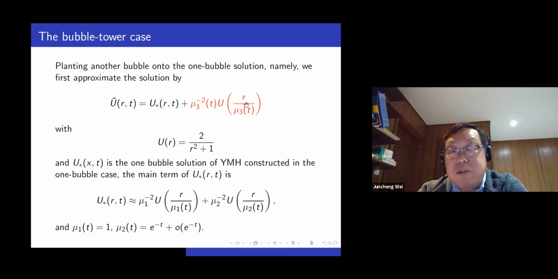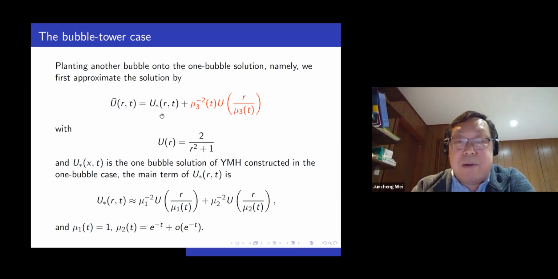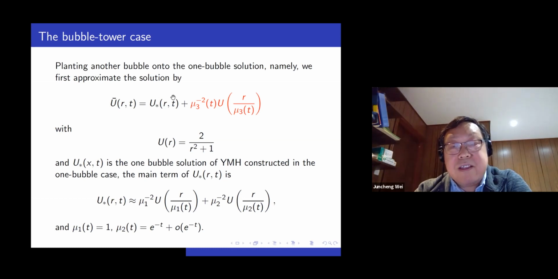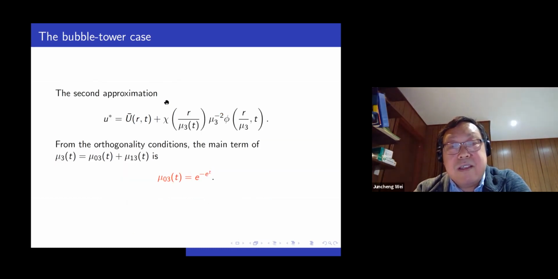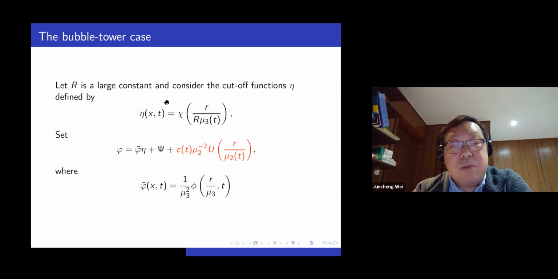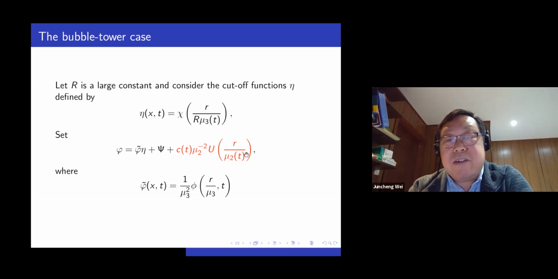Now, when you do this, then you need to adjust this one bubble solution. But this one bubble solution, you already constructed. So how do we adjust this one bubble solution? What we do is to introduce an artificial Lagrange multiplier, which is related to the one bubble solution, and then using this artificial Lagrange multiplier, do the linear theory.